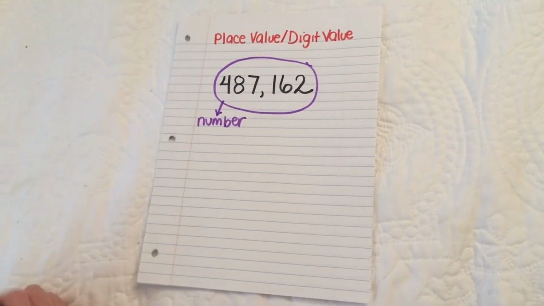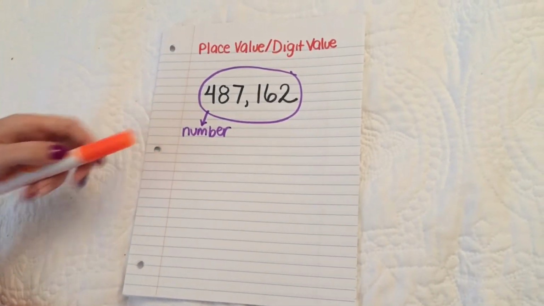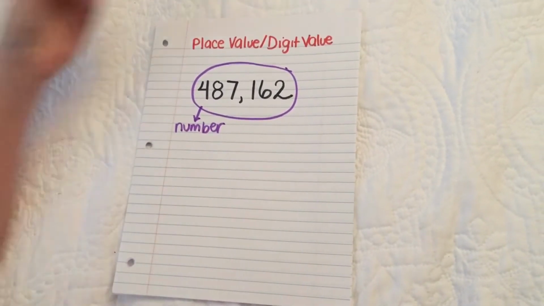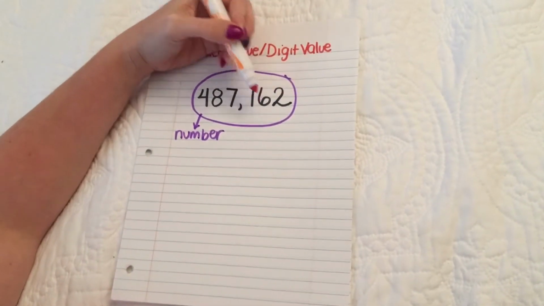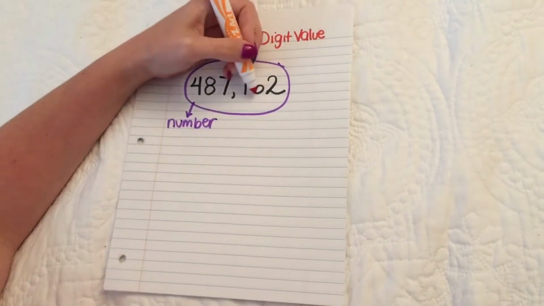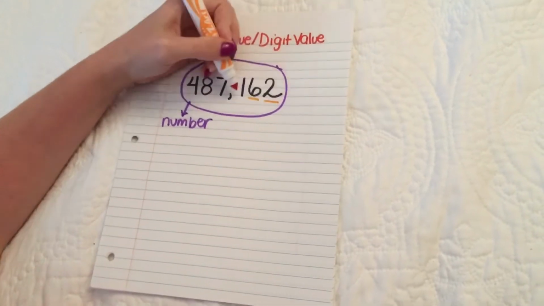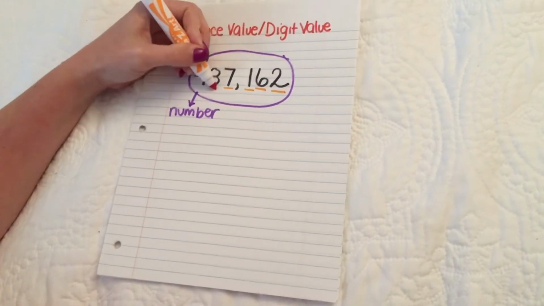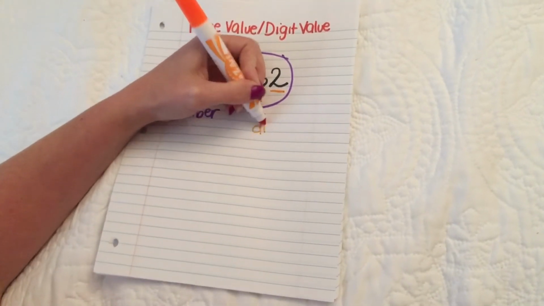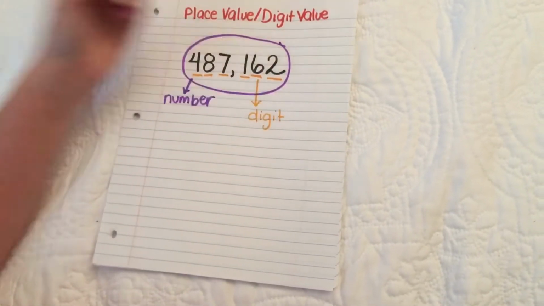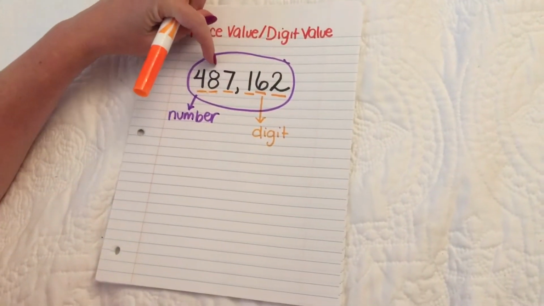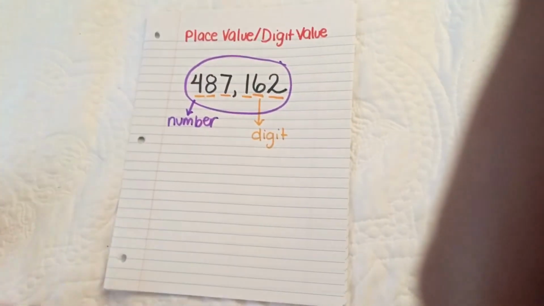Now it gets really confusing when we start saying, okay, this number within a number. So what mathematicians decided to do is they call these numbers, 2, 6, 1, 7, 8, 4, within this whole number, a digit. Each of these is a digit. So within this number, there are 1, 2, 3, 4, 5, 6 digits.